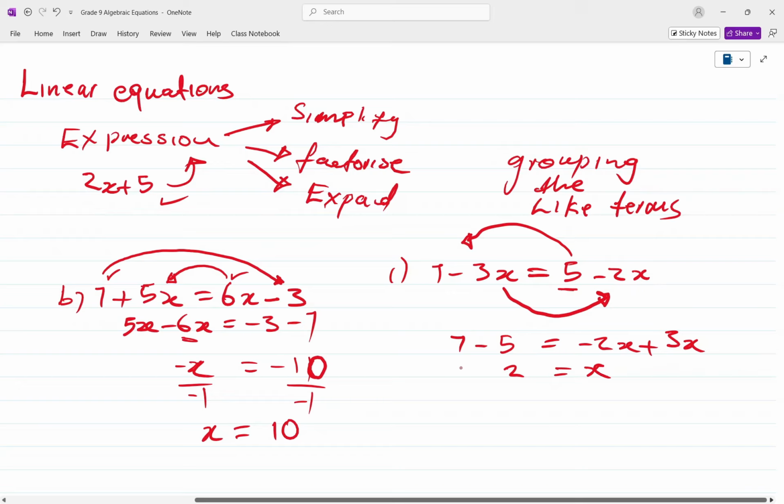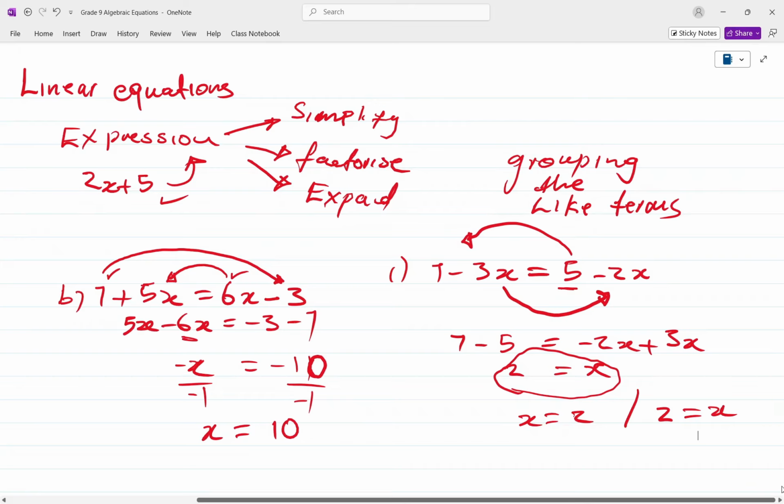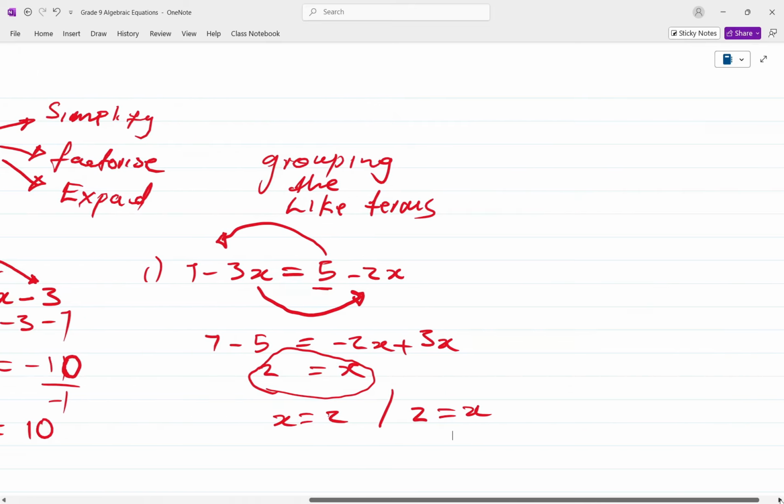Therefore, the value of x will be 2. This is your final answer. You can have it as x being 2, or you can have 2 being x. It's the same. They are still having the same meaning. And then let's move on to the next one. Okay, let's go there.